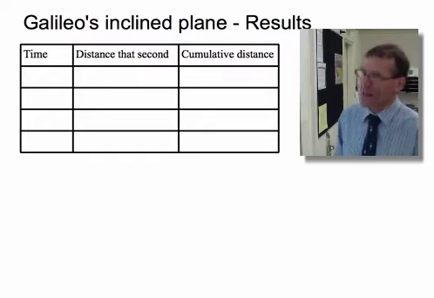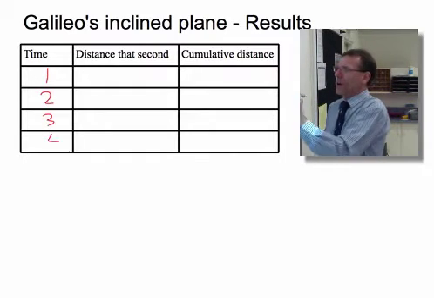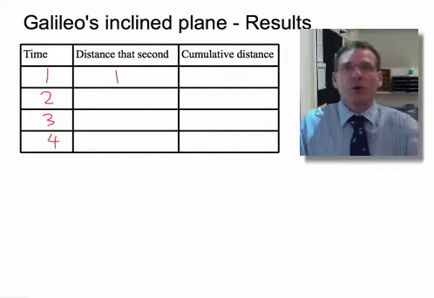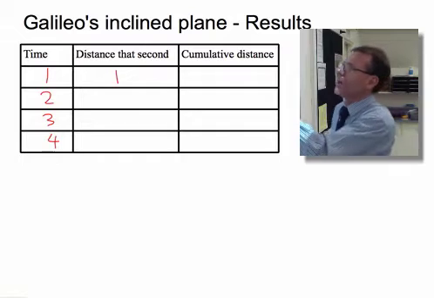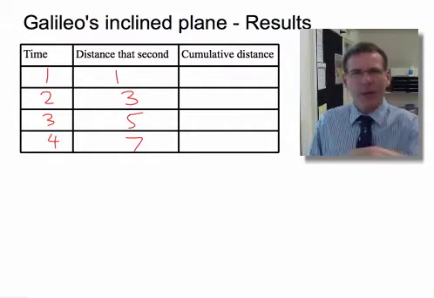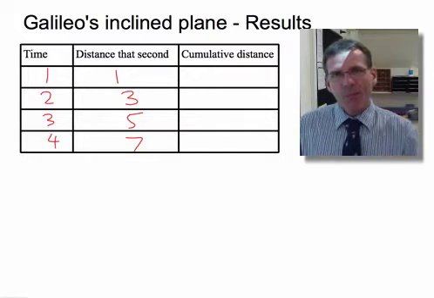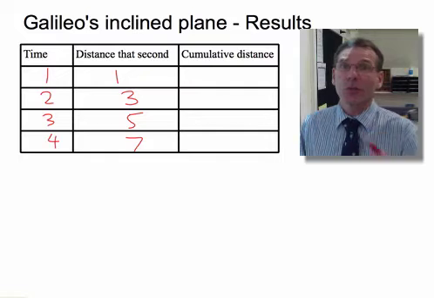And what results did he get? Well, he got some pretty fascinating results. Over our time intervals, let's say in the first unit of time, it travels 1 unit of distance. In the second unit of time, it travels 3 units, then 5 units, then 7, going up in an even pattern. But what was fascinating, far more exciting for Galileo, was when he worked out what the cumulative distance these things had travelled were.